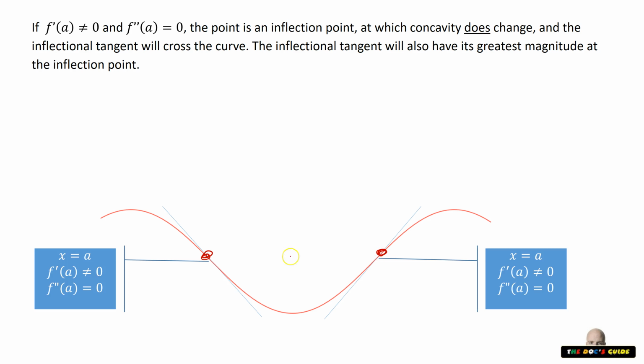So at these points here, we have that the first differential is not equal to 0, but the second differential is. So we're having a change in concavity. It's also worth noting that the inflectional tangent, so the tangent at the point of inflection, has its greatest magnitude at the inflection point.